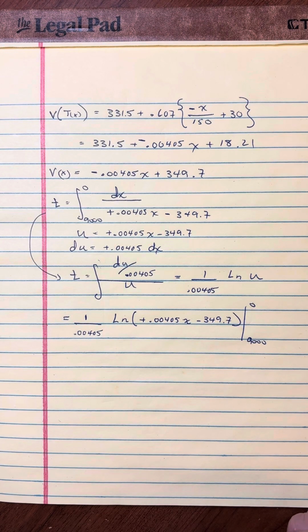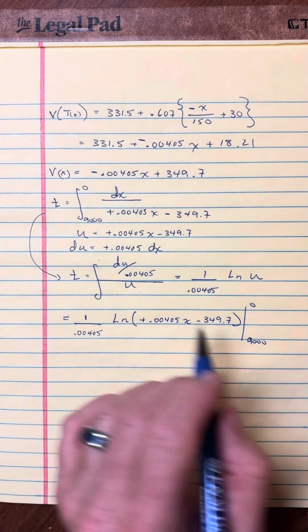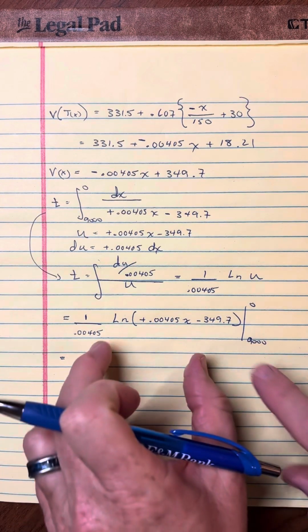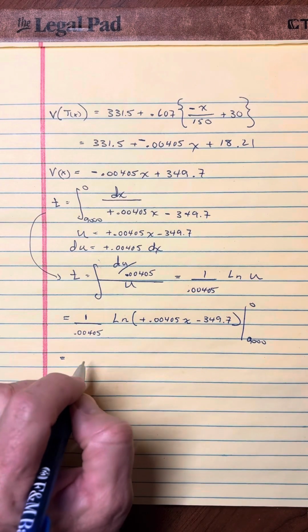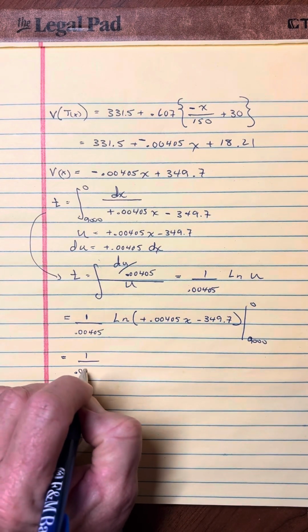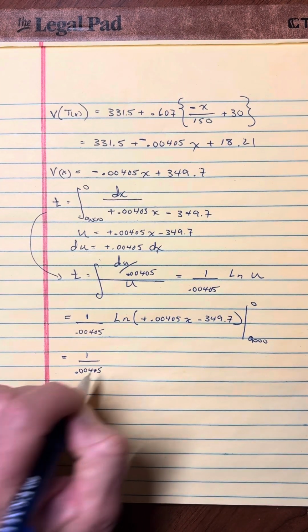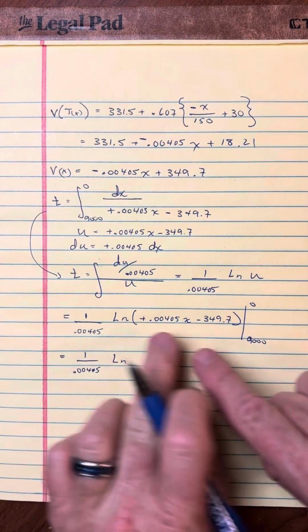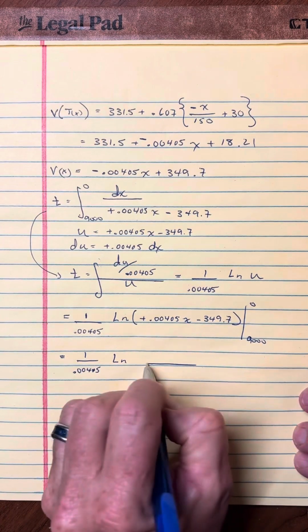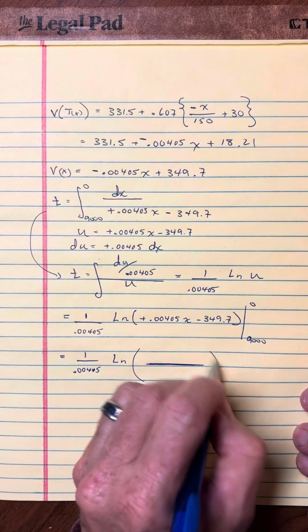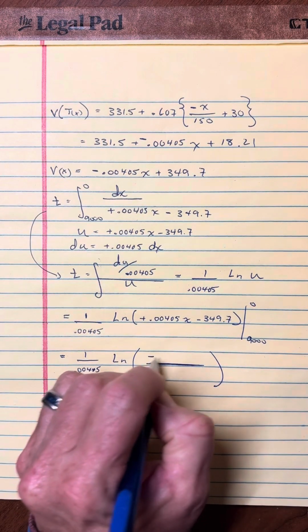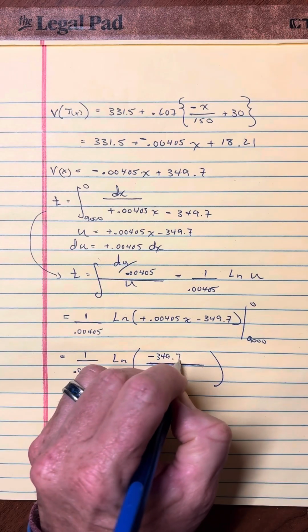I guess I should be a little extra careful with absolute value. Probably best to write it this way, because this would be the log of something minus the log of something. And when we do that, we can write a log minus a log as a log of the quotient. And so if I put in a 0, I get a minus 349.7.